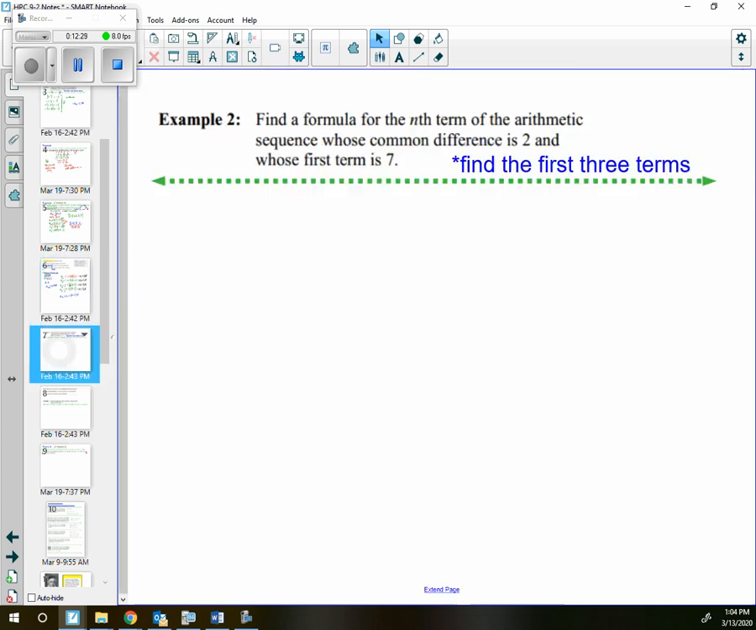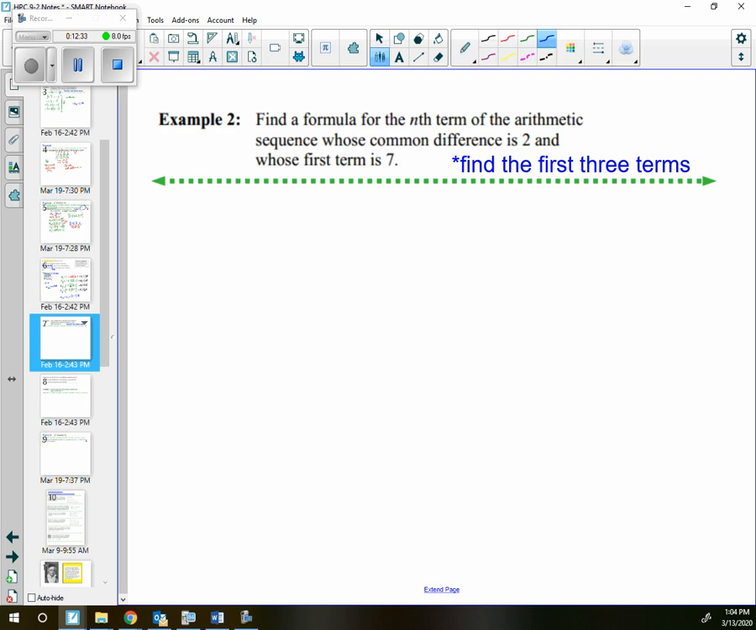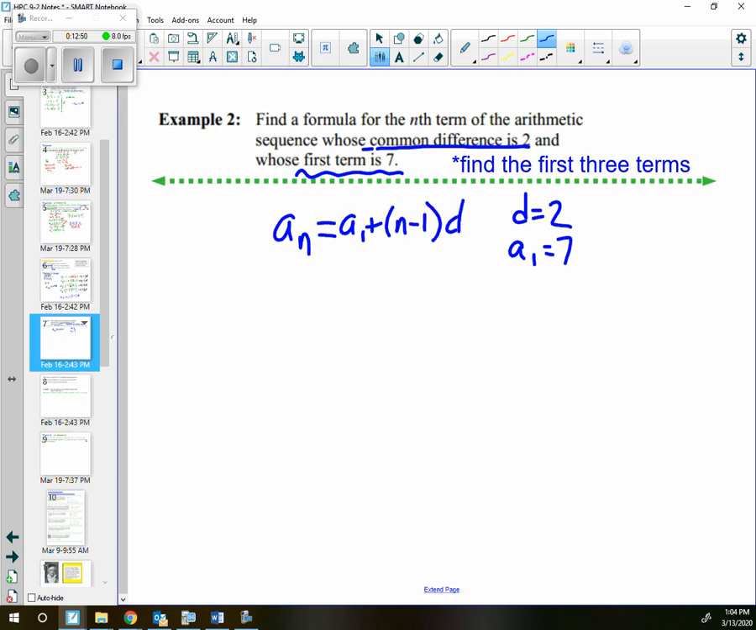So let's see how that could help us in a scenario. It says write a formula, so that means an equation for the nth term. So we're trying to write one of these for a sequence whose common difference is 2, so that's D equals 2, and whose first term is 7. So A1 is 7. They just want you to write the rule, the equation. So we can use our A1 plus N minus 1 times D, and we can write that equation.